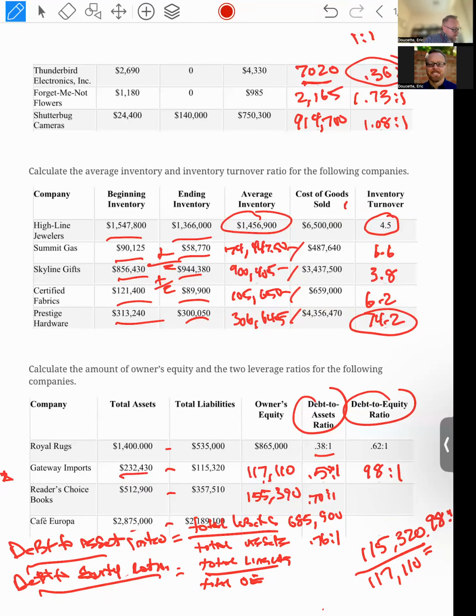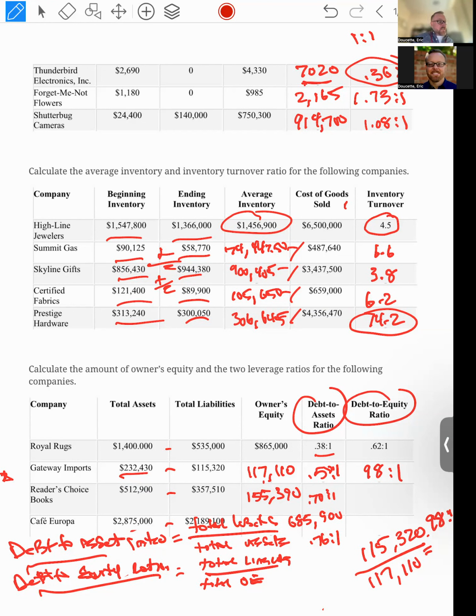It says debt to equity ratio is used as a safety factor and measure for potential creditors. The ratio compares the total debt of the firm with the owner's equity. It tells the amount of debt incurred by the company for each dollar of equity. It is commonly expressed as a percent. So 98% to every dollar is my debt to equity. So it's not really too good. It should be a lot less than that, right?